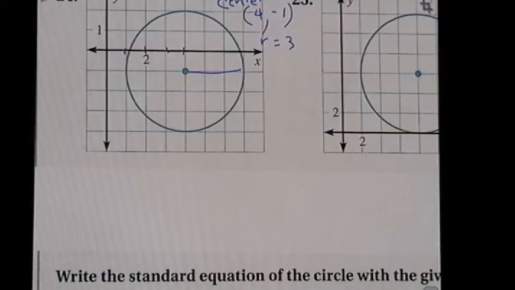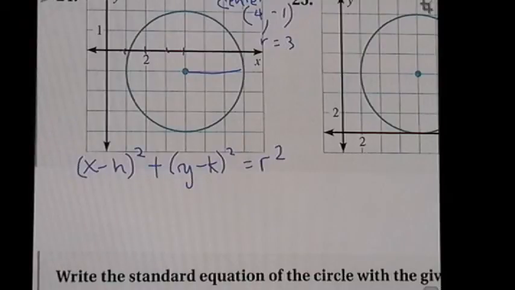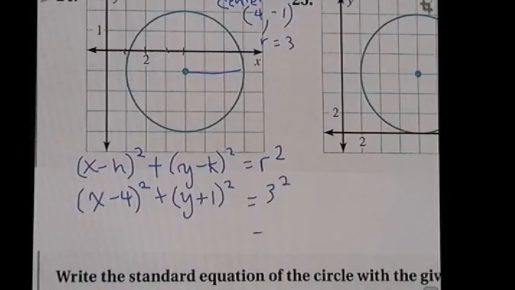Okay, now remember that the equation of a circle is x minus h squared plus y minus k squared equals r squared. Now remember that whatever your sign is on the point in the center, it will be the opposite in this equation. Because the 4 is positive, down here it's going to be -4. And because the -1 is negative, right here it's going to be +1. And then r squared is 3 squared. Don't leave it that way. 9.